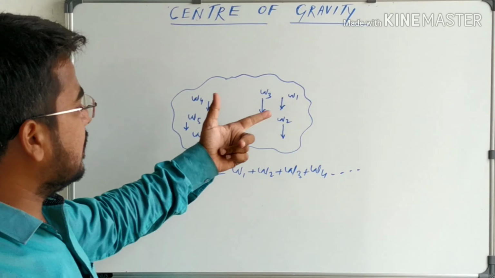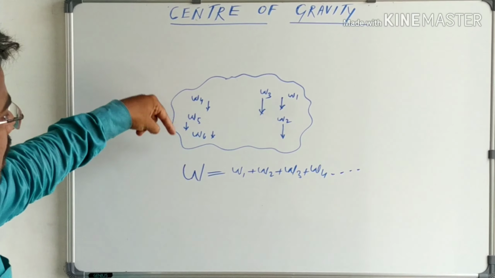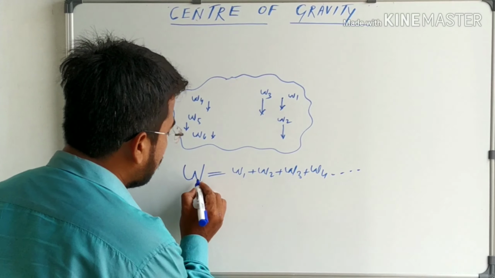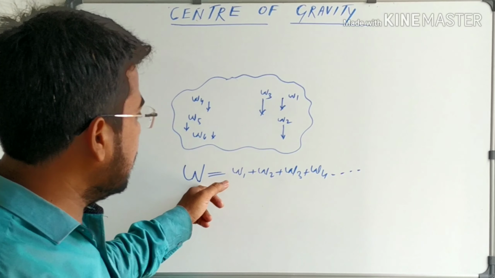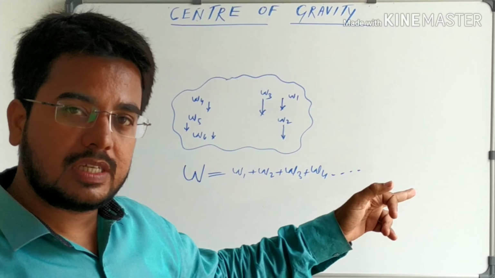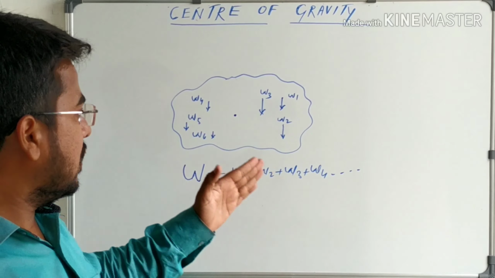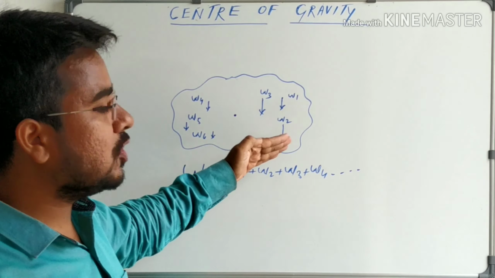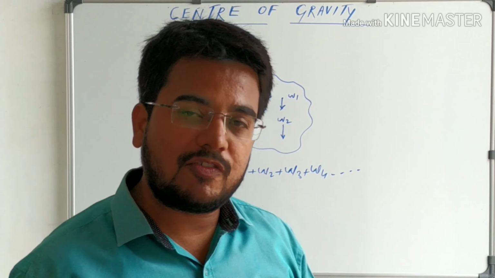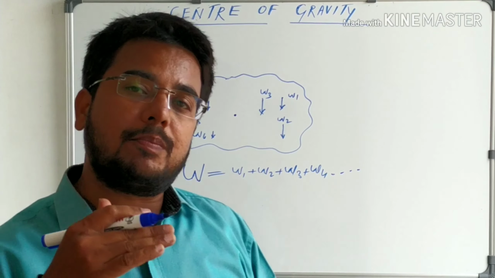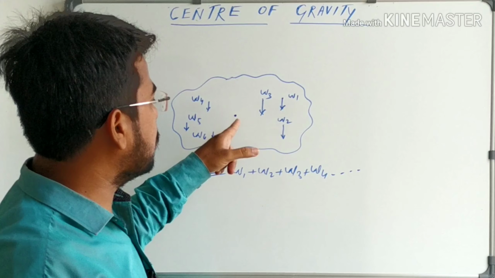Here you see W1 acts here, vertically downward, W5 is acting vertically downward here, but where should this weight W act? This weight W will act at a point G, where the sum of moments of force will be equal to 0, means the sum of anti-clockwise moments plus the sum of clockwise moments will be 0 about this point.